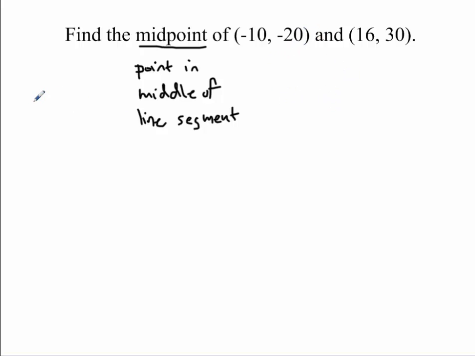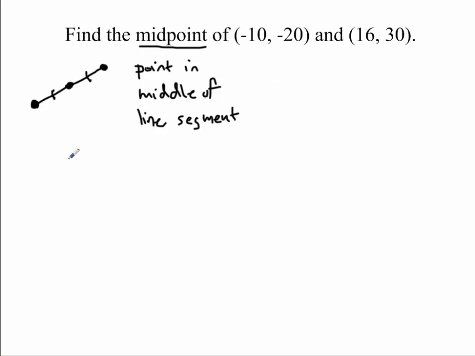So if you want to get an idea visually what's going on, we have 2 points. I don't have the graph in front of me, so I'm just drawing a quick sketch. Let's just say this is -10, -20, and this is 16, 30. We're trying to find the location of the midpoint. The midpoint is a point located in the middle such that the distance from this point to this point is congruent to the distance from this point to this point. So we just need to know the location of this point here.